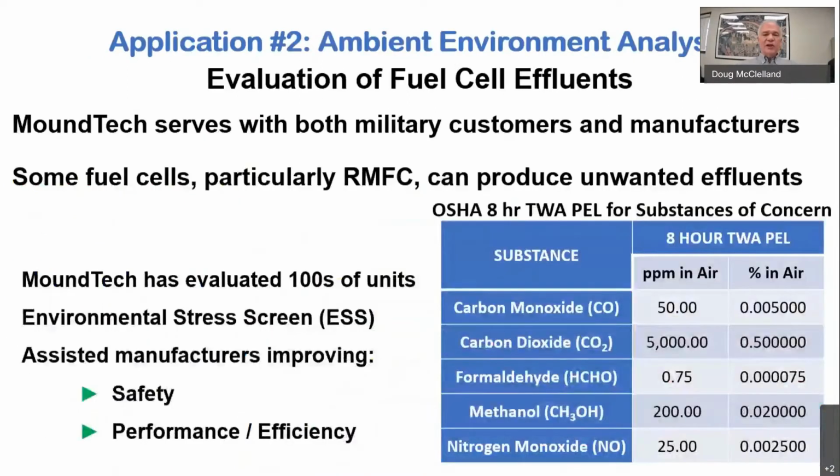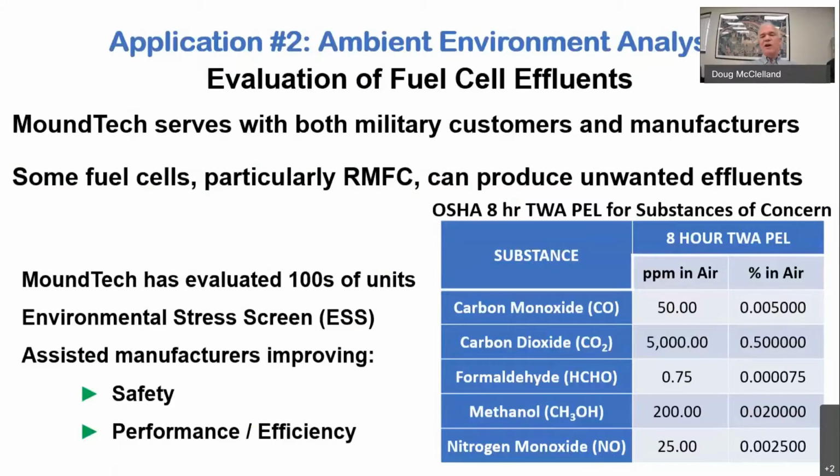Second application I want to talk about is the ambient environmental analysis. Now, we introduced the mass spec into our product lines as part of our fuel cell and test instrumentation. And the thing here is that when you're introducing fuel cells, the mass spec can be a valuable tool in developing the fuel cell and analyzing it during its development. Also, when you're done and you have the final product, it's a great tool for analyzing safety.